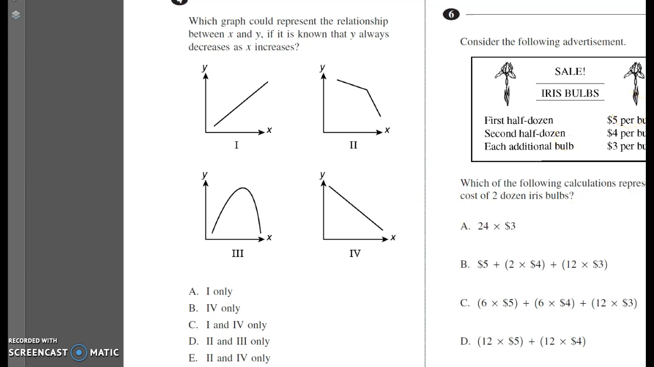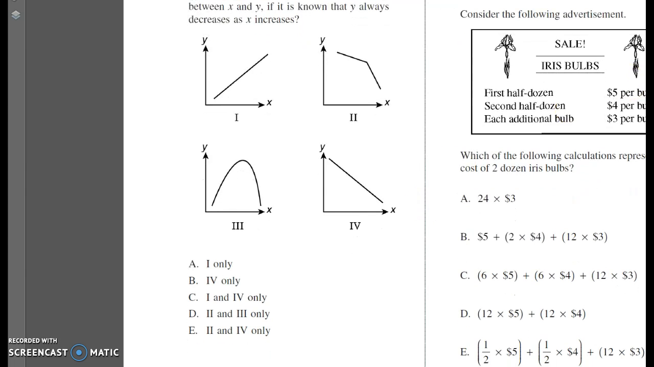Now I want to look at what they have written for your answers. The answers don't have Roman numeral 2 by itself. Instead, the answers have Roman numeral 2 with 3 and 2 with 4. So we know that we need to continue looking because we don't know the answer.